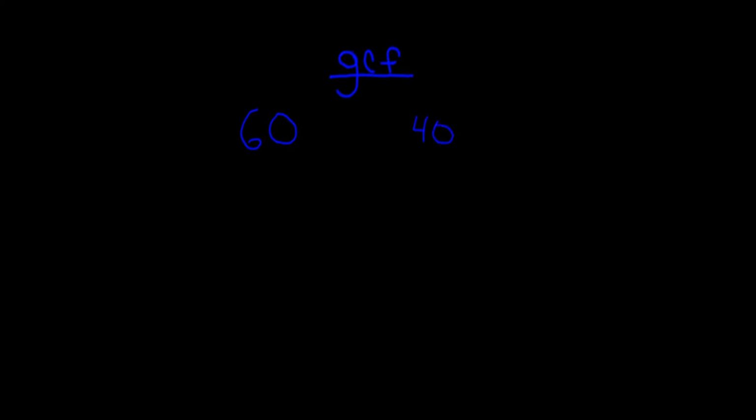So 60 and 40. So we're gonna do a factor tree, and 60 can be written as 30 and 2. 30 can be written as 15 and 2. And then the 15 as 5 and 3. And we're gonna circle the primes.